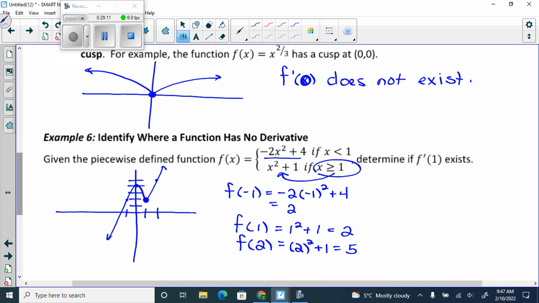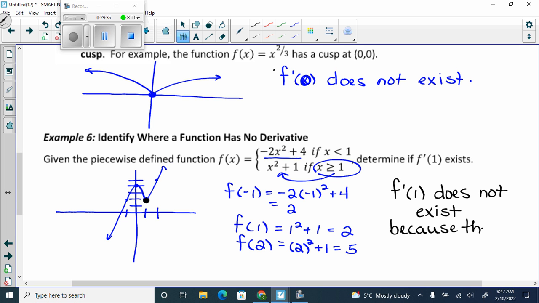What happened here, people? What's this? A cusp. So f prime of 1, does it exist? No, f prime of 1 does not exist. And if they wanted you to explain why, because there is a cusp. Yep, it's the accurate word for that, a pointy bit. Is it downwards, or can it be upwards? Could be a pointy bit whichever way. Because there's a cusp at x equals 1.